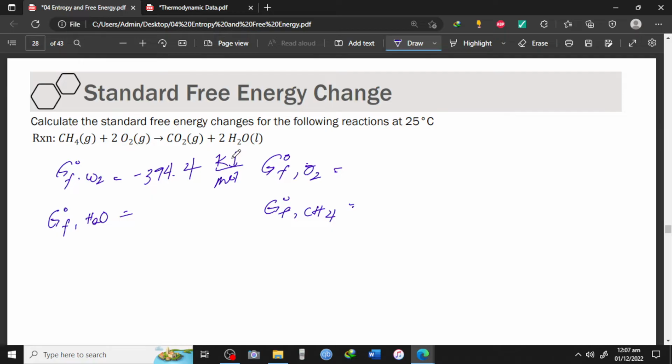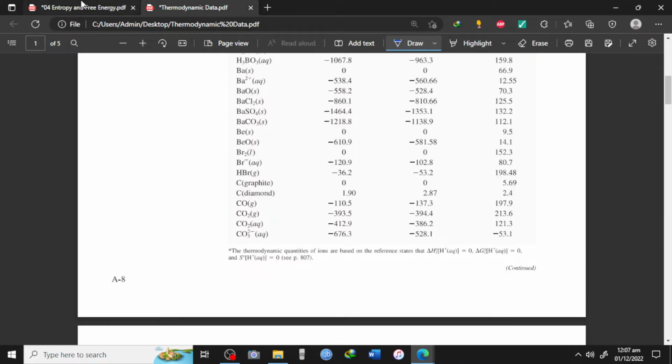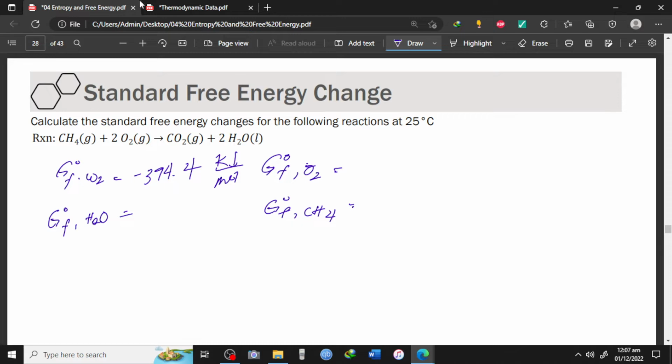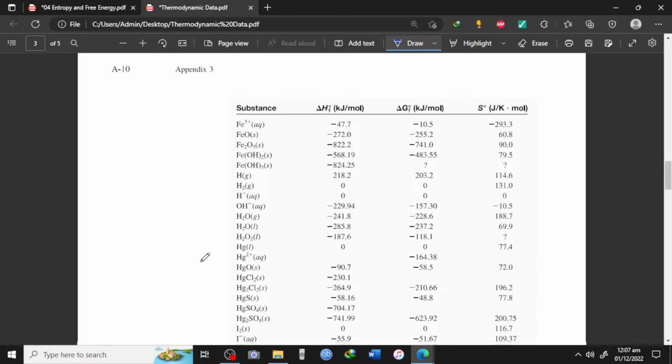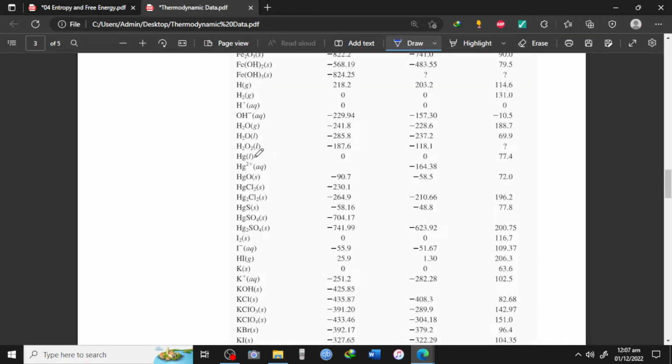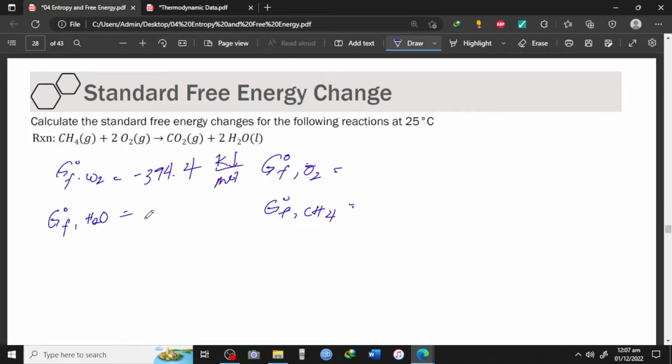Okay, next, hanapin natin si H2O. Ano yung H2O natin? Liquid. So, hanapin natin si H2O liquid. So, H2O liquid, ito siya. Negative 237.2. So, negative 237.2 kilojoules per mole. And then, let's look for oxygen gas.